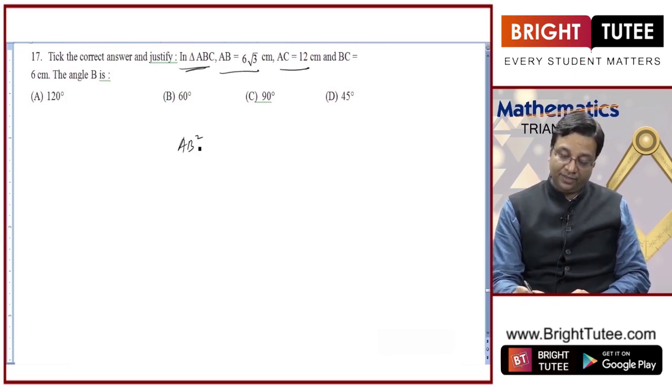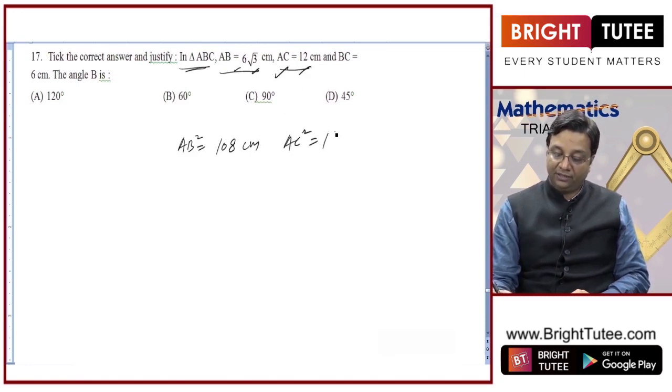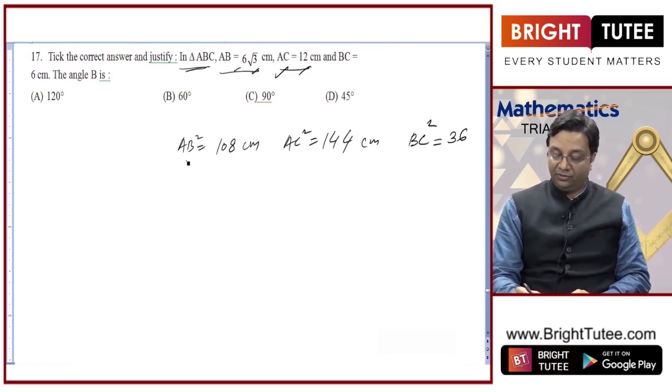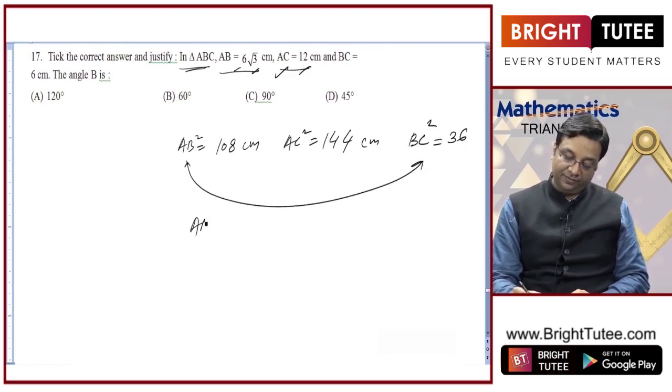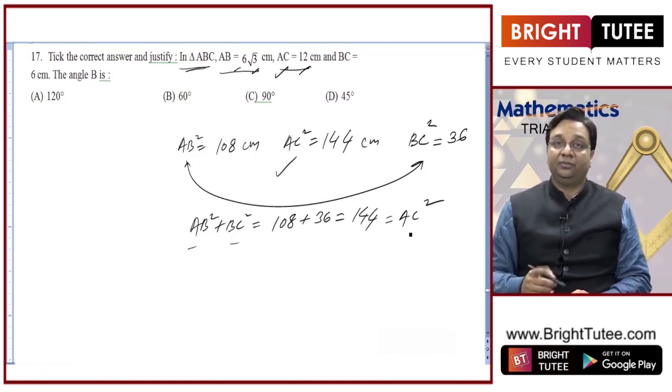AB square is equal to 36 into 3, that is 108 centimeter square. AC square is 12 square, that is 144 centimeter square. BC square is 6 square, that is 36. So if you add AB square and BC square, it is equal to 108 plus 36, that is 144, which is nothing but AC square. So yes, AB, BC and AC satisfy the Pythagoras theorem.